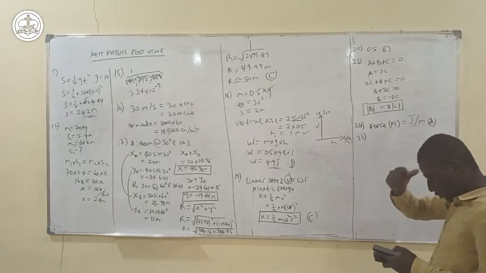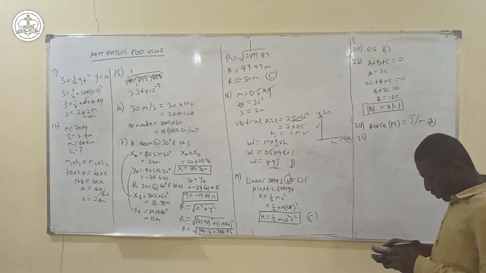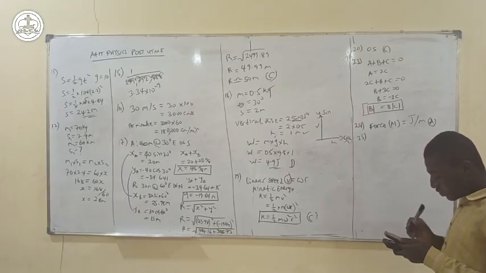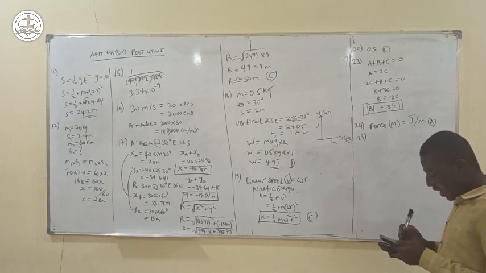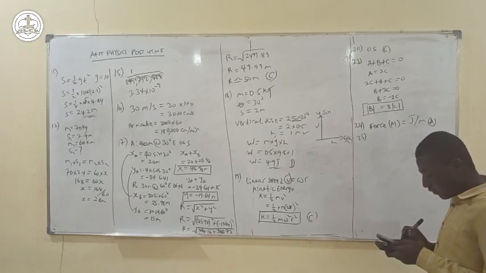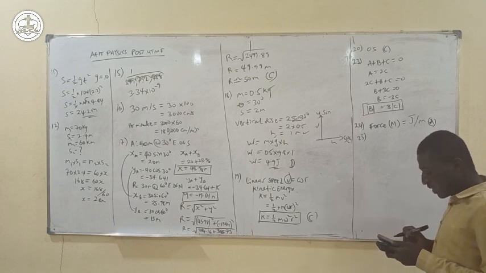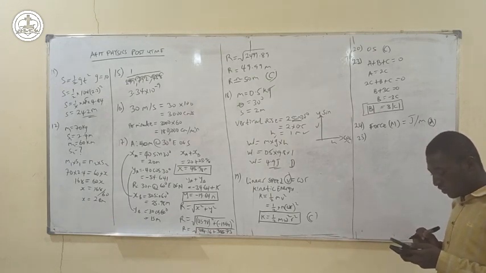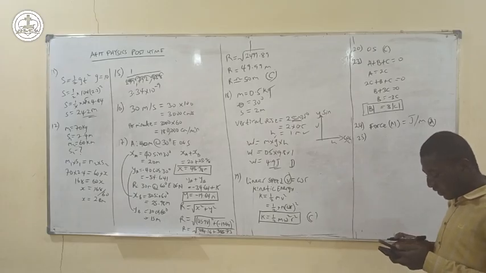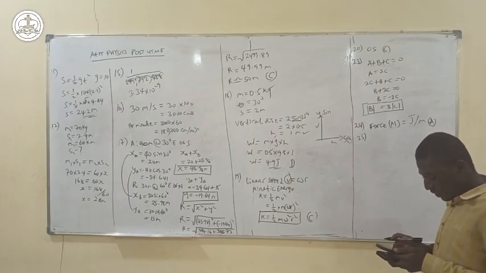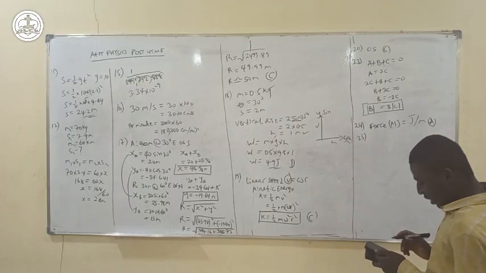25 says, which of the following does not affect the pressure at a point beneath the surface of a liquid? A. Surface area of the liquid. B. Density of the liquid. C. Depth of the point below the surface. D. Strength of the gravitational field. The answer is A. How?